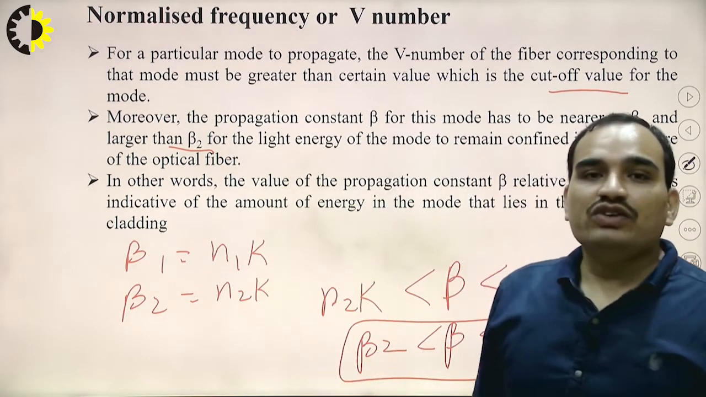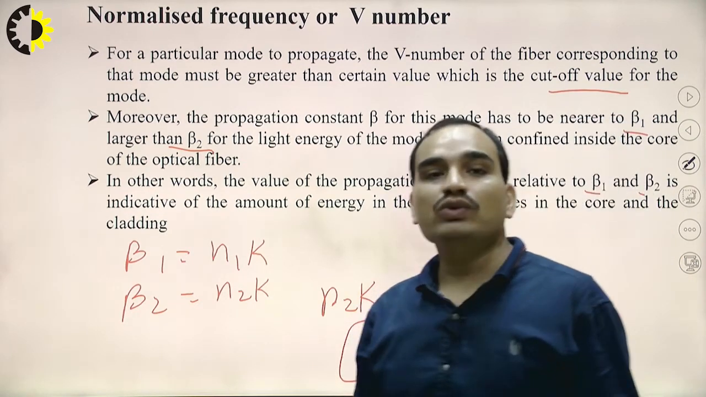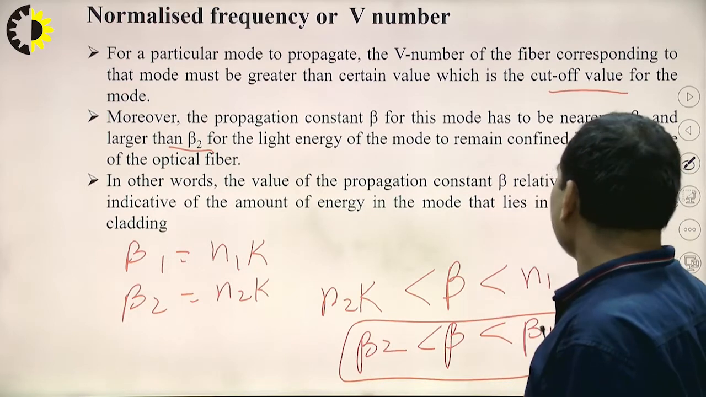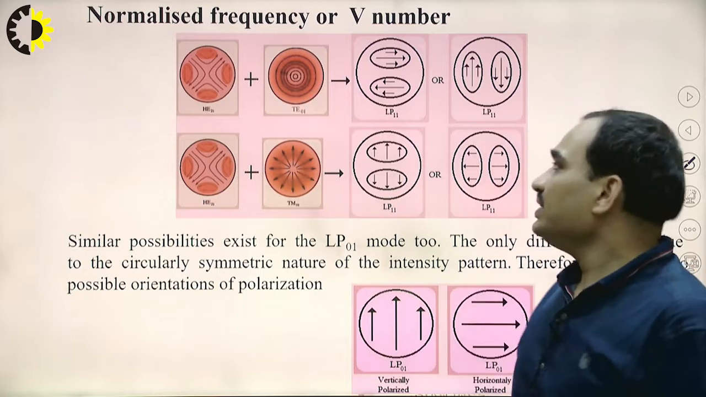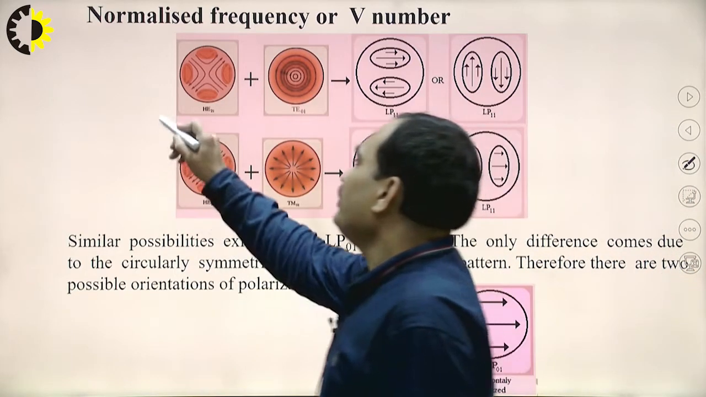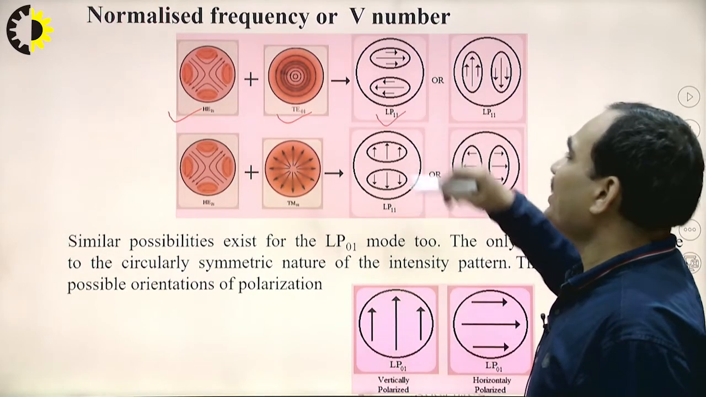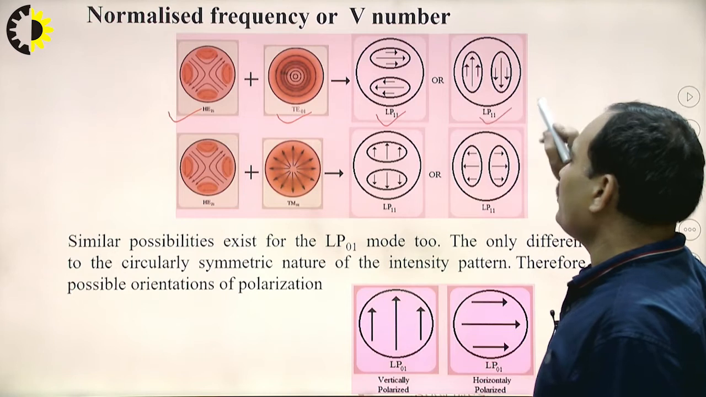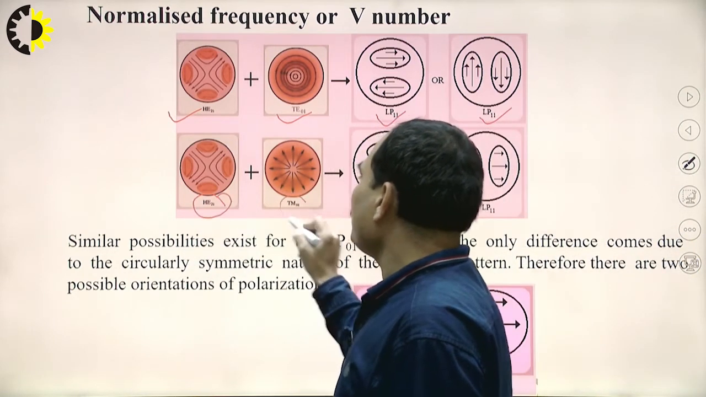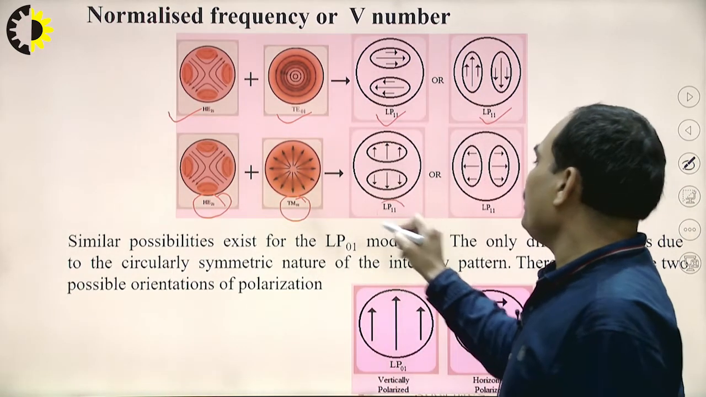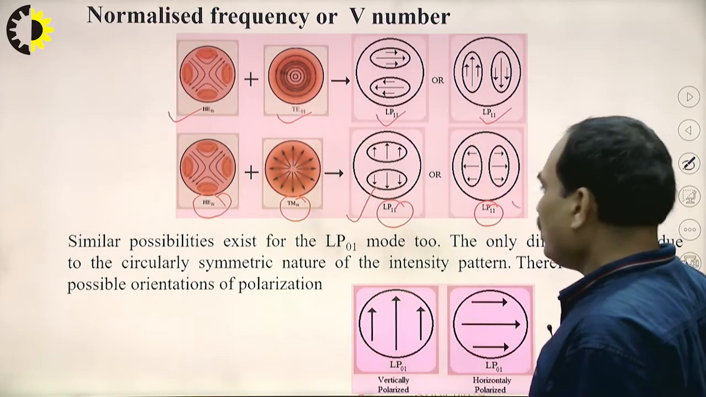So in other words, the value of the propagation constant related to beta 1 and beta 2 is indicative of the amount of the energy in the mode that lies in the core and the cladding. As we can see, there is mixing of the modes, that is, if we add HE21 and TE01, we are getting LP11 mode in a horizontal polarization and LP11 mode in the vertical polarization. Here we have HE21 mode and TM01 mode, that is a combination of LP11, or we can get LP11 either in the vertical polarization or horizontal polarization.